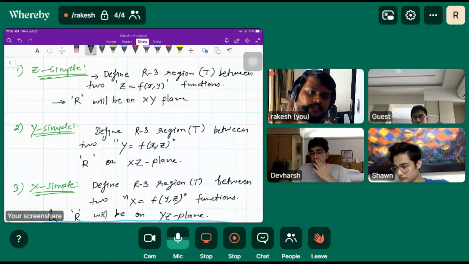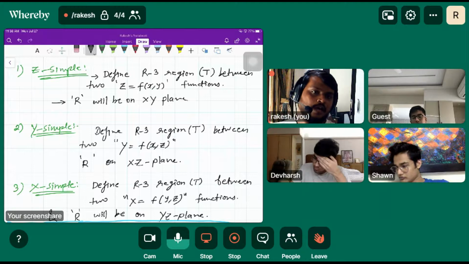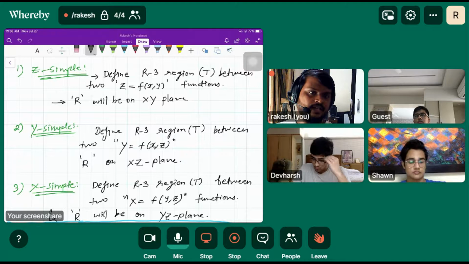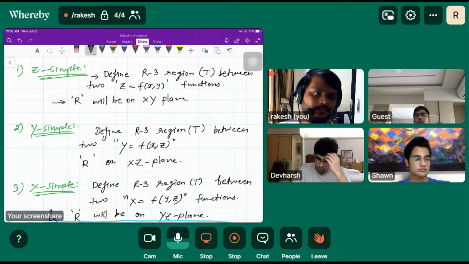For that, we just require two functions, z is equal to f of x comma y. And once we are done with the first integral, we are left with a double integral, and we know how to handle a double integral. For the double integral, we have to define the region R on the xy plane for z simple, and that goes similarly with y simple and x simple.